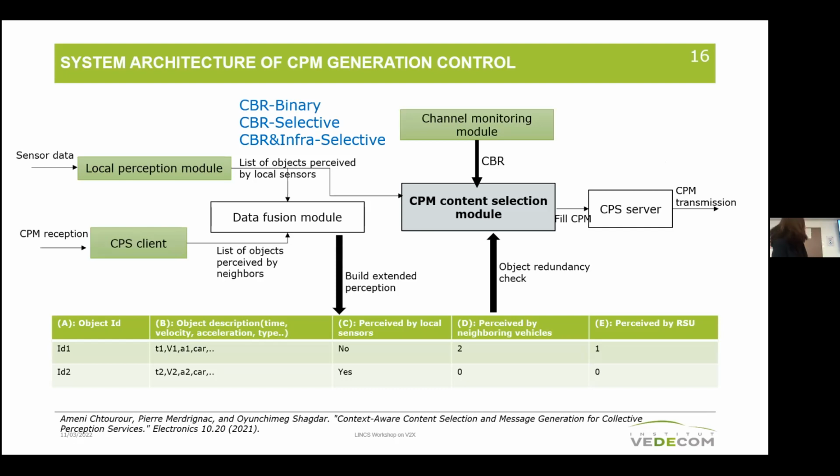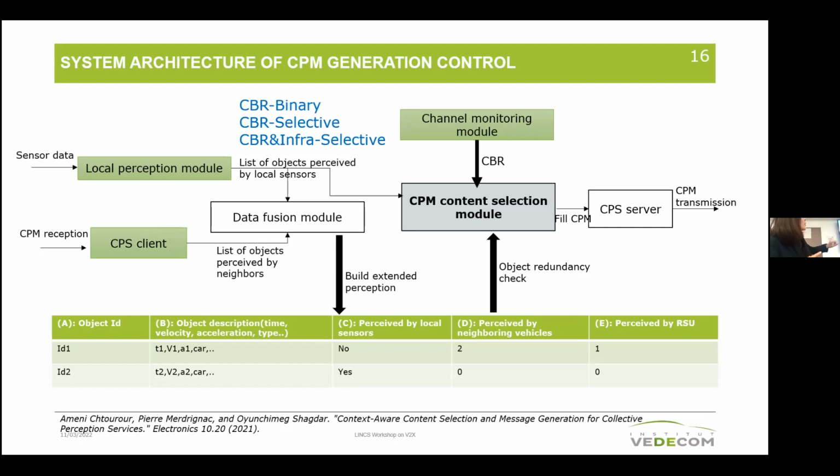Based on that, what we do is we have this data fusion module, which gets not only local sensor output, but also the V2X reception. It will do the data fusion, and it will have this table of who detected what object, is it a vehicle or not, and so on. We call it the extended perception table.